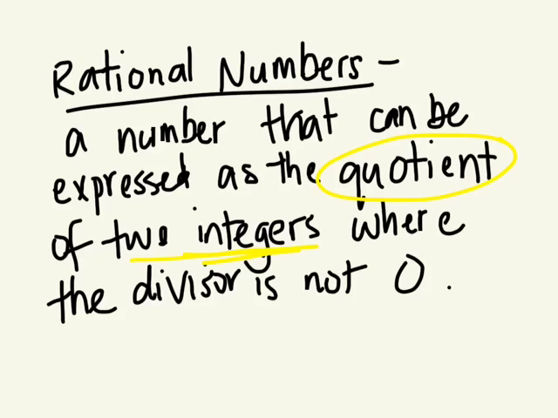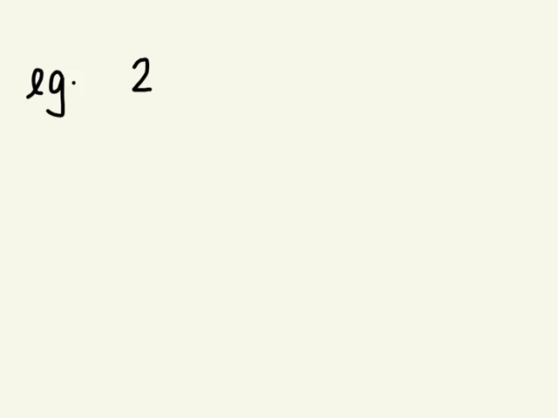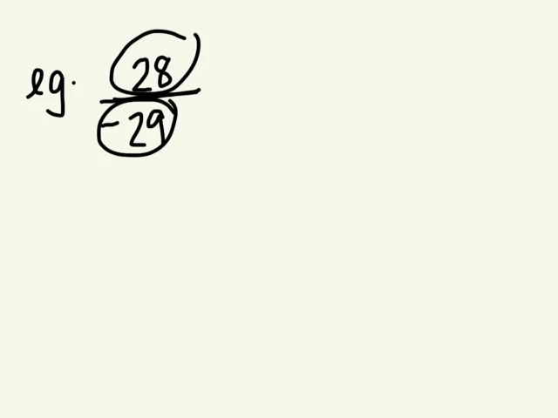So we know that a rational number can be positive or negative. Let's look at an example. So we can have 28 over, let's make this negative, 29. This is an example of a rational number. Can you express this as a decimal? Okay, so we're going to take the numerator, positive 28, and divide it by negative 29. A positive divided by a negative is negative. What's 28 divided by 29?